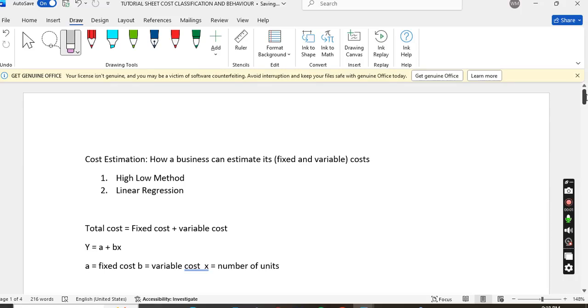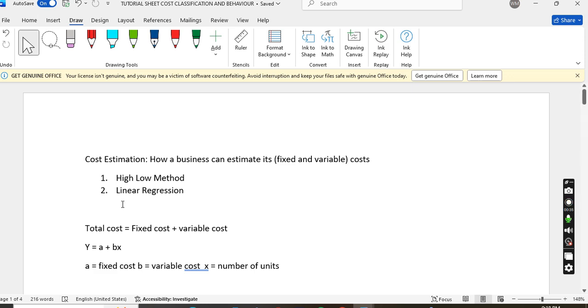Remember, fixed costs are the costs that are not dependent on output. They stay the same, for example, rent and salaries. Even though you produce more or less, they'll still stay the same. The variable costs are the costs that change with output, for example, materials. The more you produce, the more the materials cost will be. The less you produce, the less the materials cost is going to be.